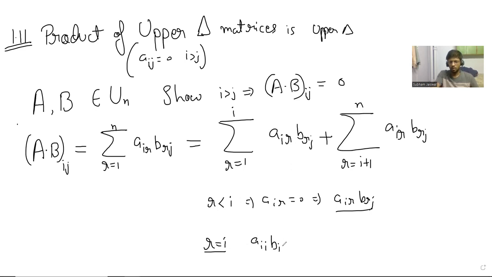Write it, then think. So, why is that 0? The R is equal to I case also we have to consider, right? So then this B_IJ is 0, right? There is no question about this, isn't it? B_IJ is 0, right? So R equal to I implies that B_RJ equals B_IJ equals 0. B_IJ is 0, right?